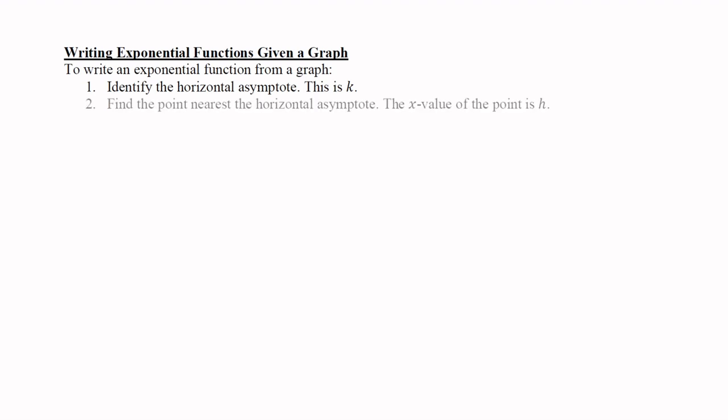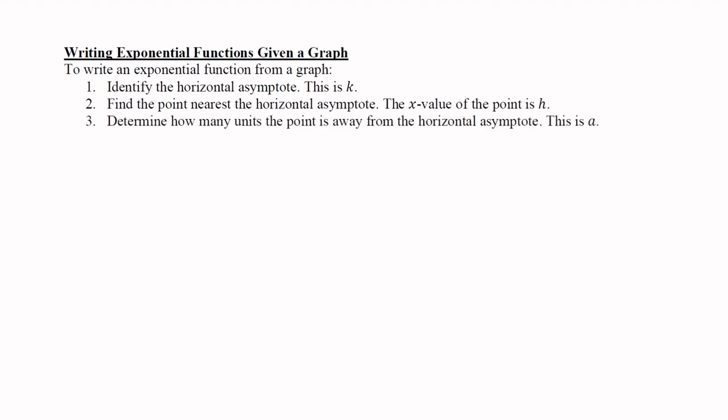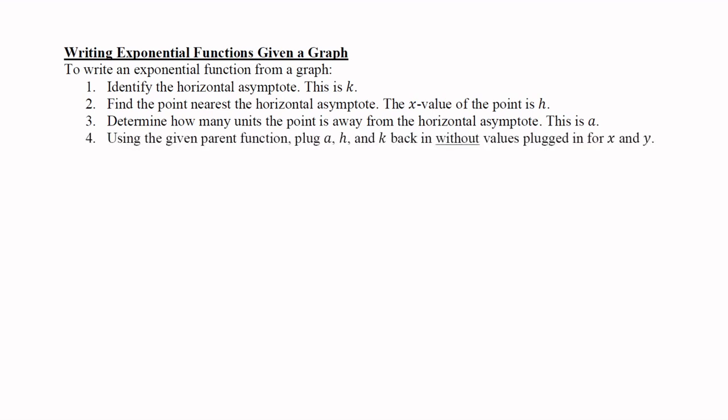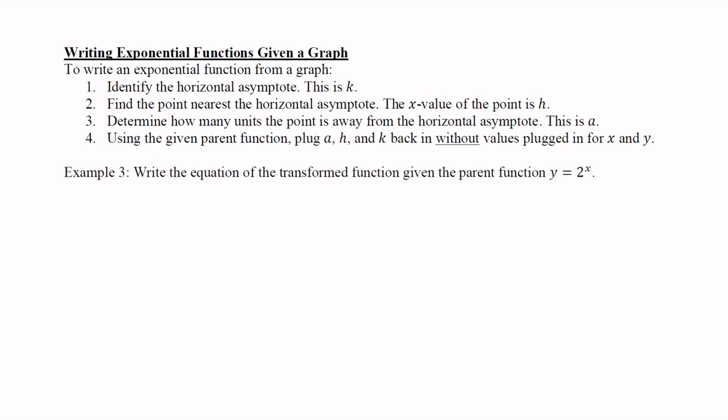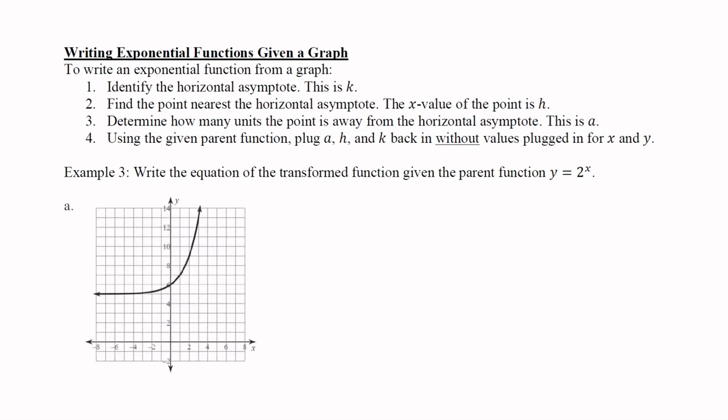To write an exponential function from a graph, identify the horizontal asymptote. This is your k. Find the point nearest the horizontal asymptote. The x value of the point is h. And determine how many units the point is away from the horizontal asymptote. This is a. Using the given parent function, plug a, h, and k back in without the values plugged in for x and y. So let's write the equation of the transformed function given the parent function.